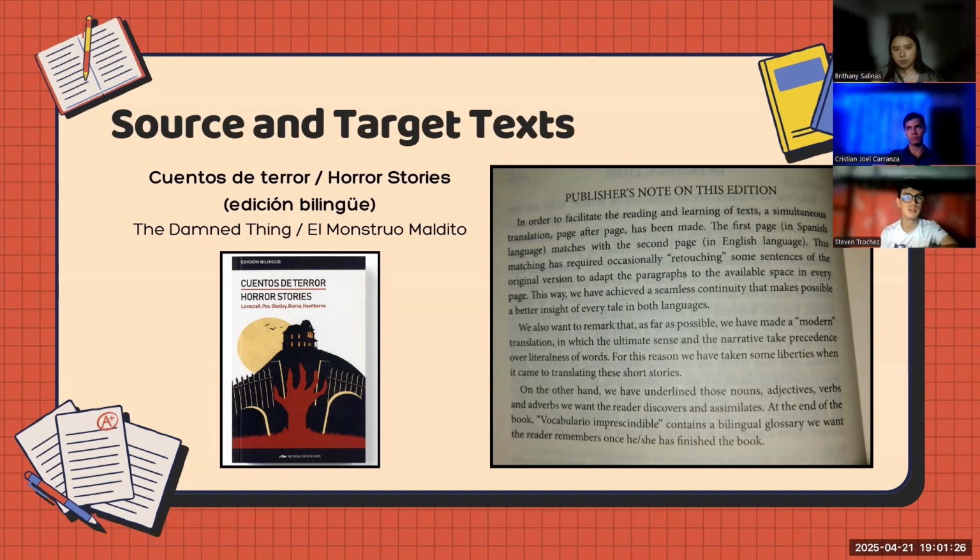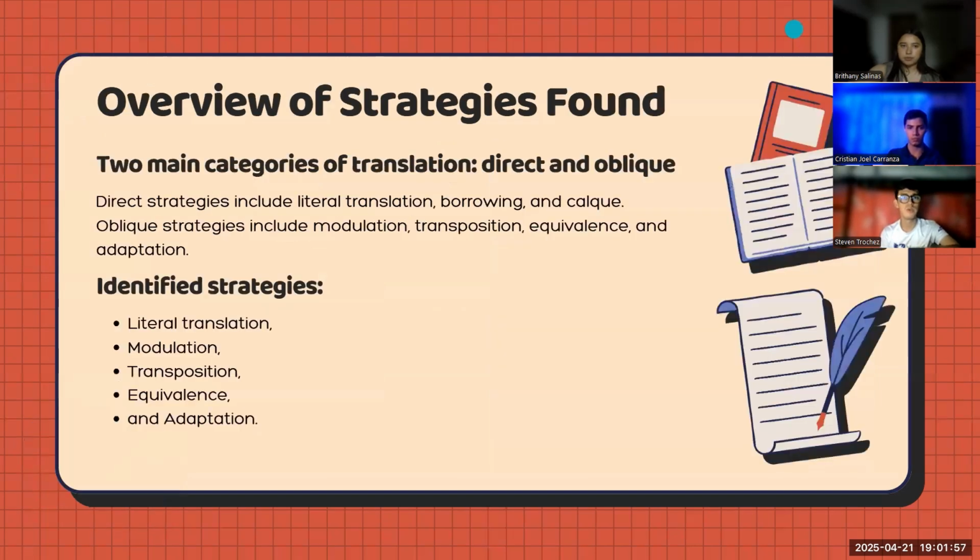Most importantly, the editors clearly state that they aimed for a modern translation that favors the ultimate meaning and narrative flow over literal accuracy. As a result, they took certain liberties, prioritizing comprehension and readability. This makes the book especially interesting for analyzing how professional translators balance fidelity and naturalness using different translation strategies. Now, let's move on to an overview of the strategies found in this research project.